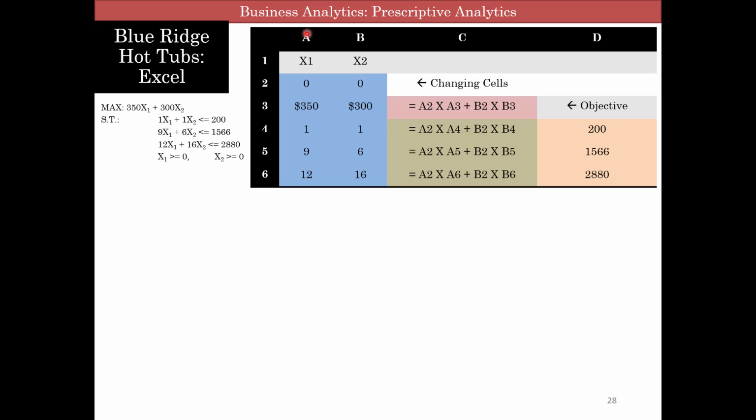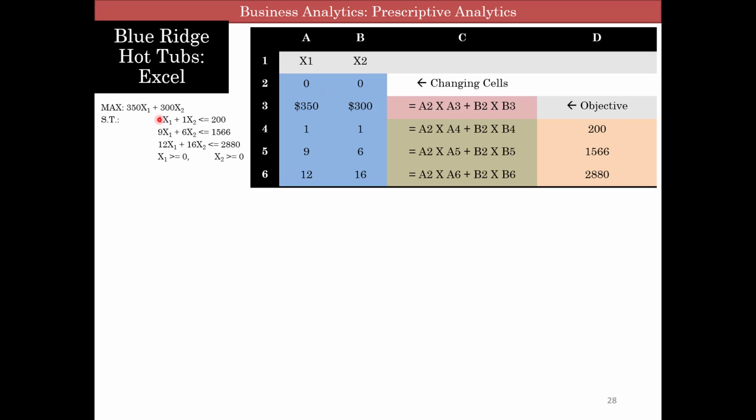So the value of x1 will be in cell A2. The value of x2 will be in cell B2. All right. Then you're going to put the objective coefficients. So 350 and 300, these are the numbers attached to the letters. They are called coefficients, right? In this case, these are the objective coefficients. So this is 350 and 300. Okay, you're going to put that in.